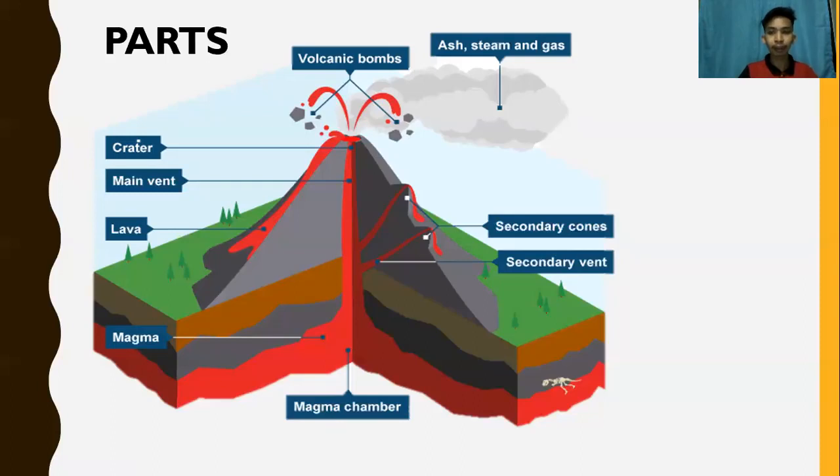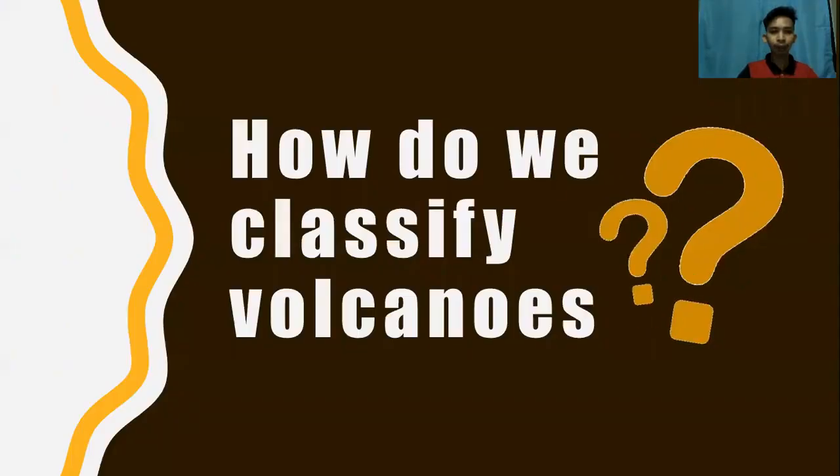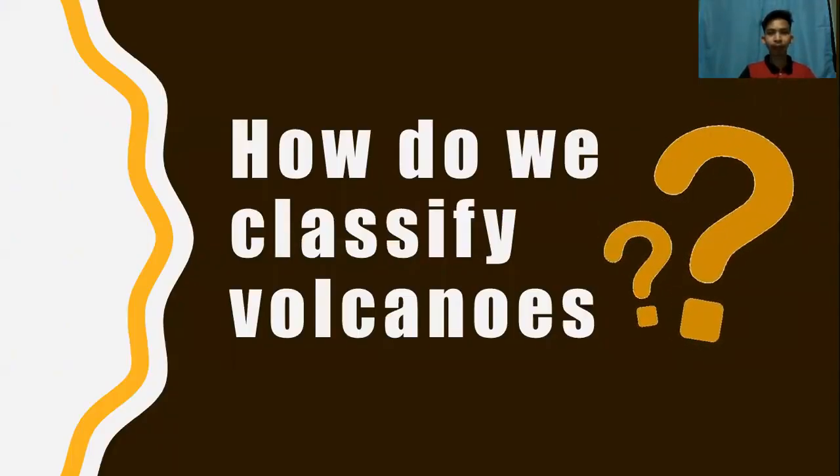These are the parts of a volcano. Again, we have the magma chamber, the magma, the secondary vent, the secondary cones, the main vent, the crater, the lava, the volcanic bombs, and the ash, steam, and gas. I think you already know the different parts of a volcano. So let's move on to our main topic. How do we classify volcanoes?